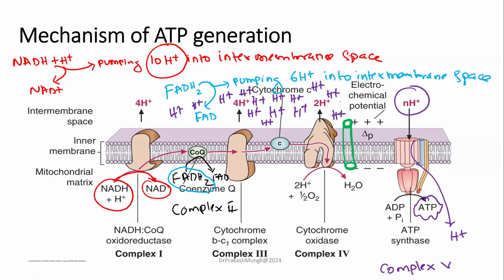So I'm going to bring these protons, which are building up in the intermembrane space, and allow them to run down here. I will call this an ionophore. Ionophores are lipid soluble molecules, and I'm inserting them in the inner mitochondrial membrane. What they do is allow free flow of protons.